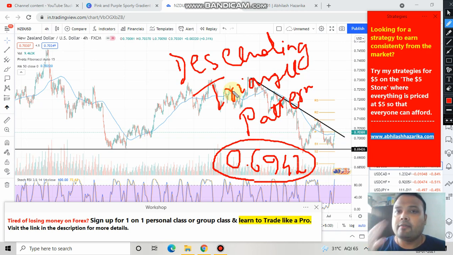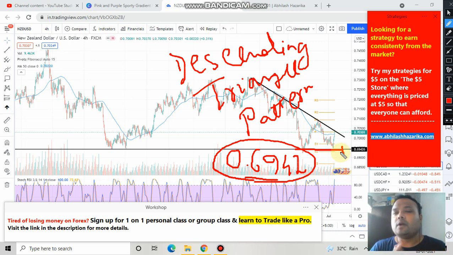And generally, whenever we get a descending triangle pattern, there is a good possibility that market will break this support level and continue its downtrend. Therefore, considering the descending triangle pattern, the first trading opportunity in this market is when market will cross this particular support level, 0.6942 level. You can short the market once it crosses this level.